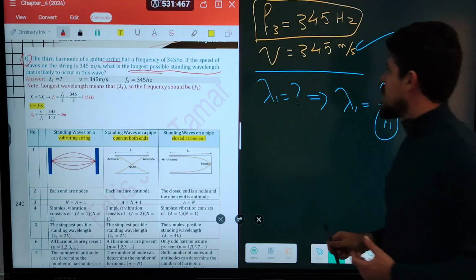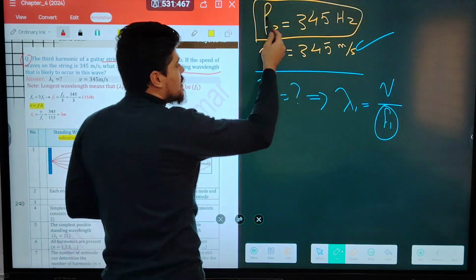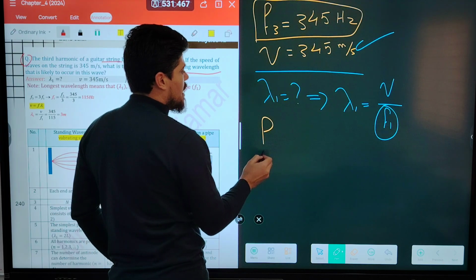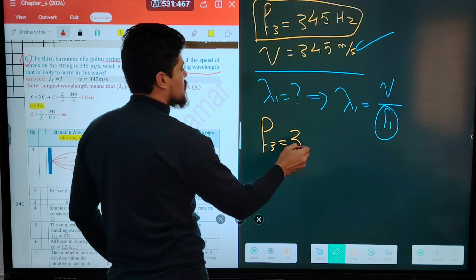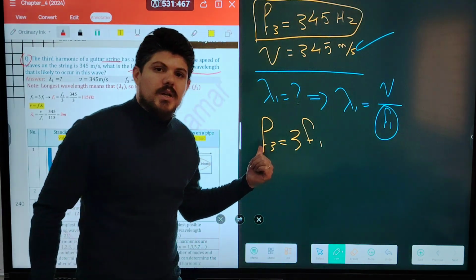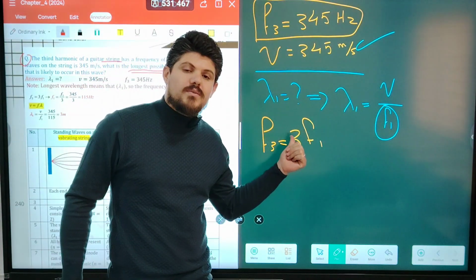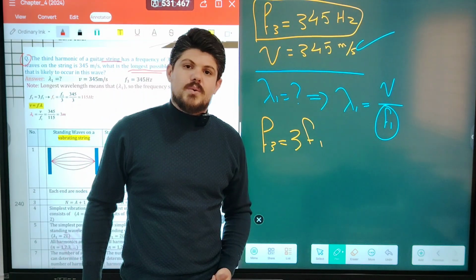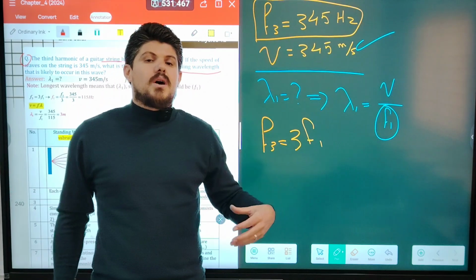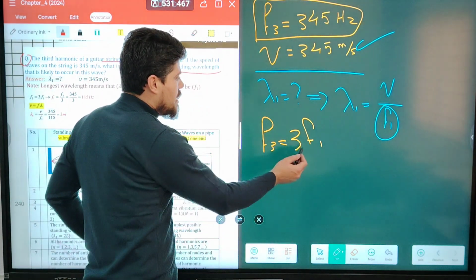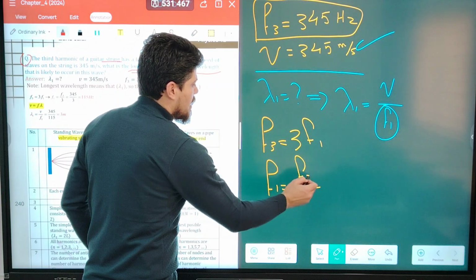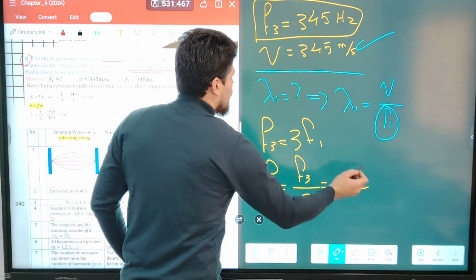We have F3. How can you determine F1 by giving F3? If you remember, there is a relation between F3 and F1. F3 is equal to 3 times F1. What is the frequency of harmonics? An integral multiple of the fundamental frequency. F3 is equal to 3F1. What about F1? It is equal to F3 over 3.